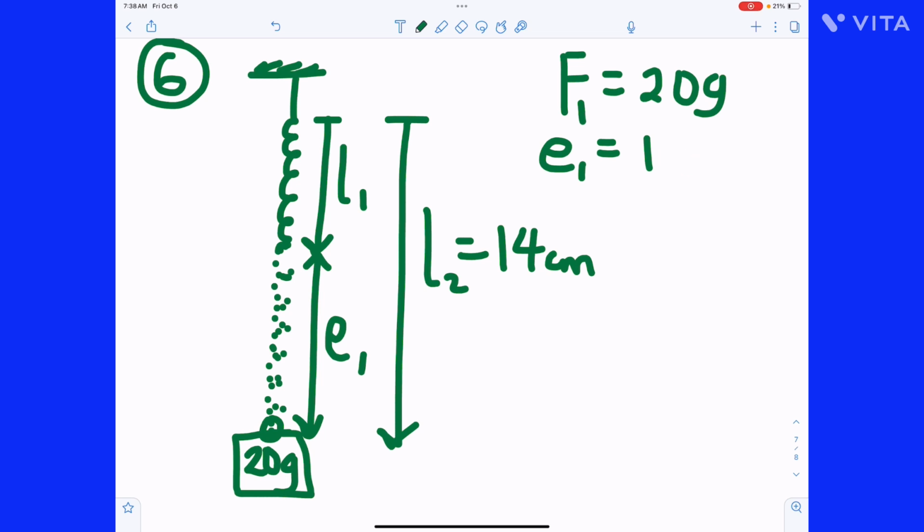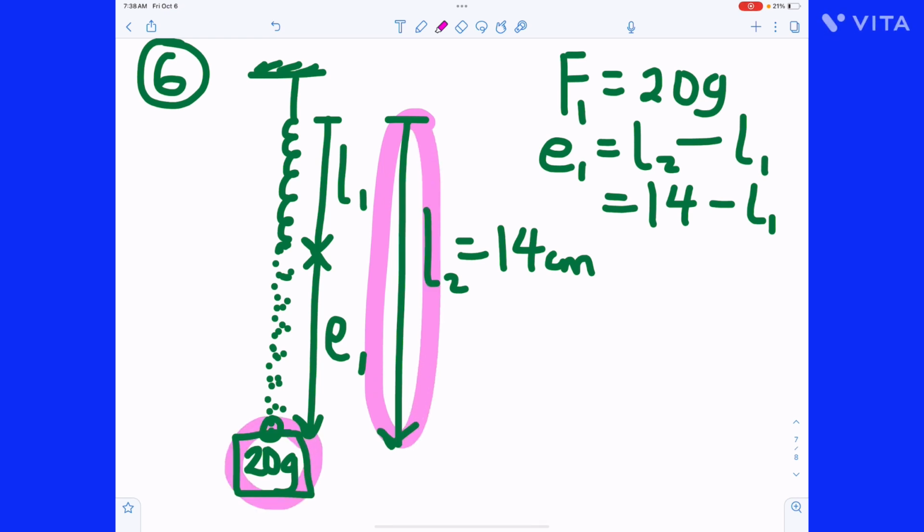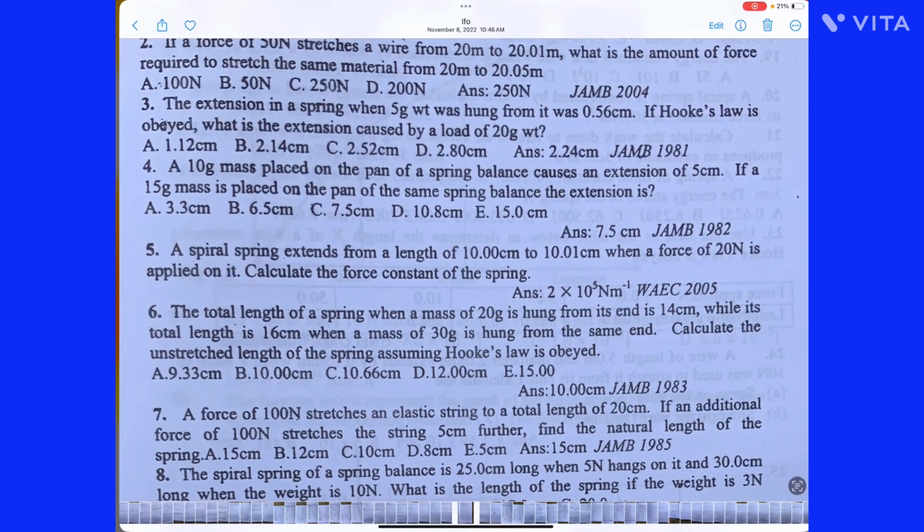Are you getting what I'm saying? Because 14 is the final length and L1, we don't know it. We don't know the original length. Let's just leave it like that. The first extension E1 produced is going to be this total length minus the original length of the spring. Because we only know that the total length reached after hanging the 20 gram mass is 14. We don't know the initial length, which is the original length the spring had before we placed this mass. So we leave this expression as the value of our first extension. So I know F1 now and I know E1. Take note of this question, very important.